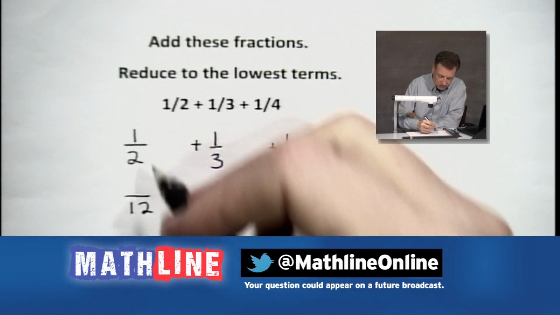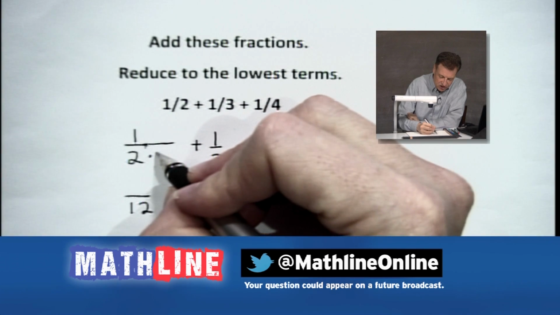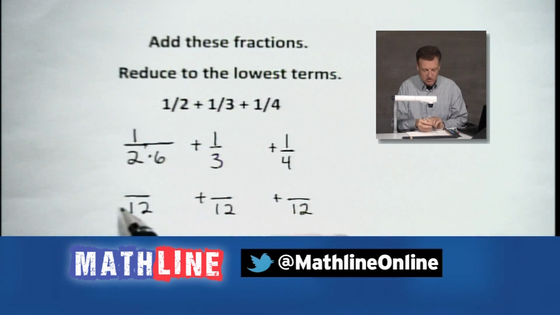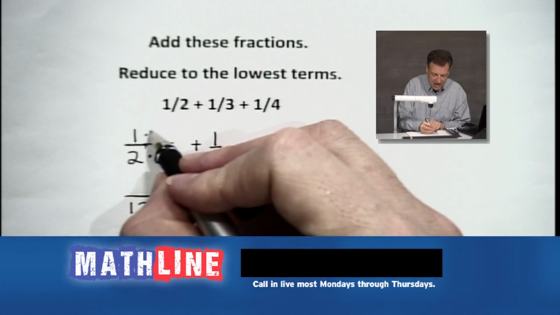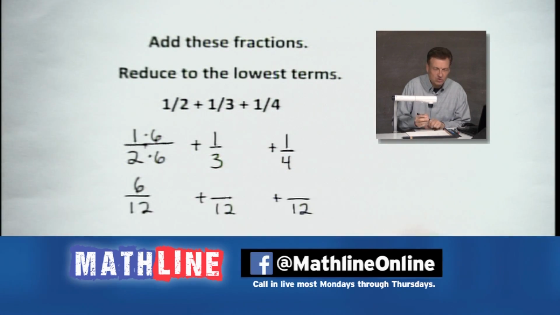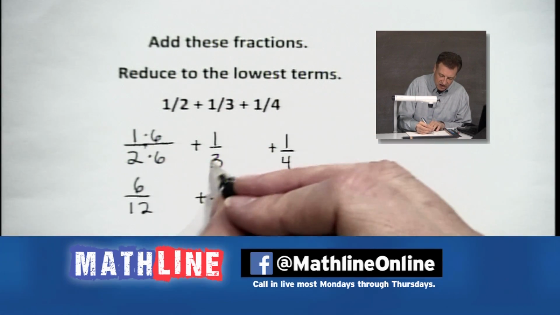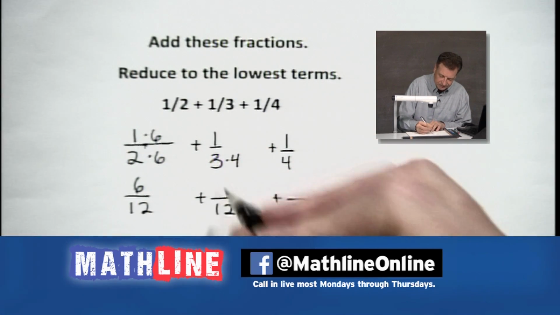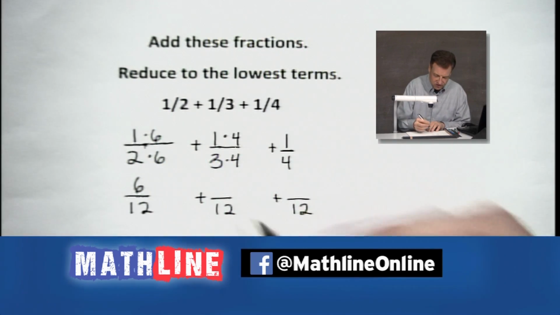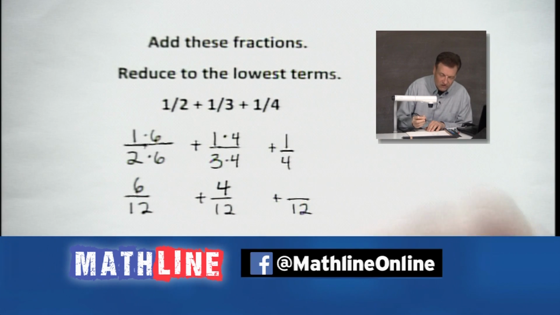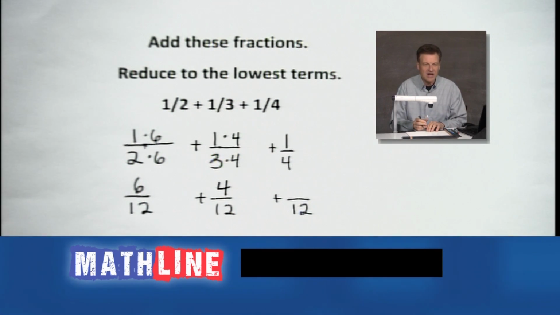Now, what do we do? Well, we multiply this 2 by 6 to get to 12. If we multiply the denominator by 6, we've got to do it to the numerator. It's going to give us 6/12. How about it? This little guy over here, we multiply by 4, and we've got to do the numerator by 4. So I've got 4 over 12.